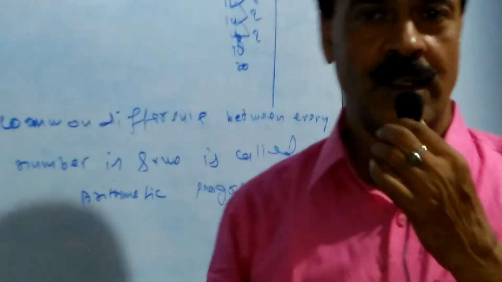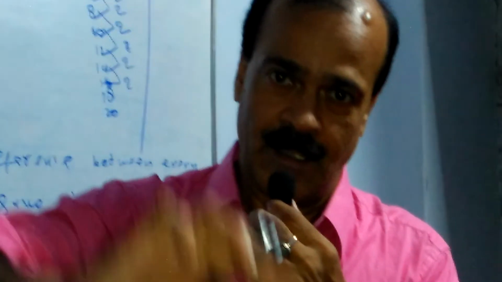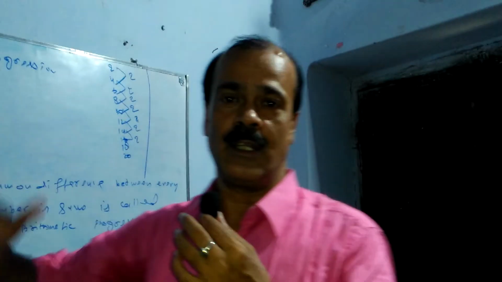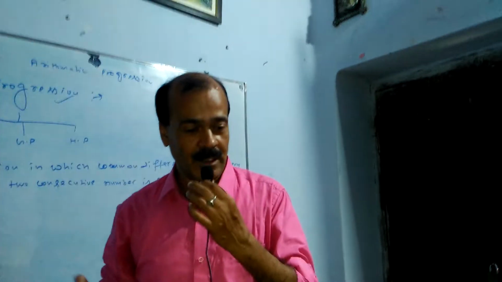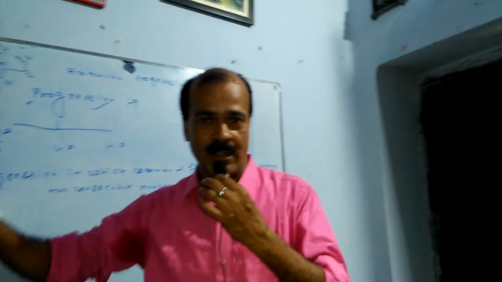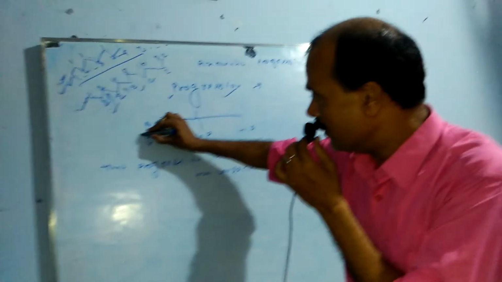Also in the table of 3, the common difference is the same. 3 times 2 is 6, 3 times 3 is 9, 3 times 4 is 12. Here also the common difference is the same. Therefore, all of these tables, table of 2, table of 3, table of 4, table of 5, are in AP.